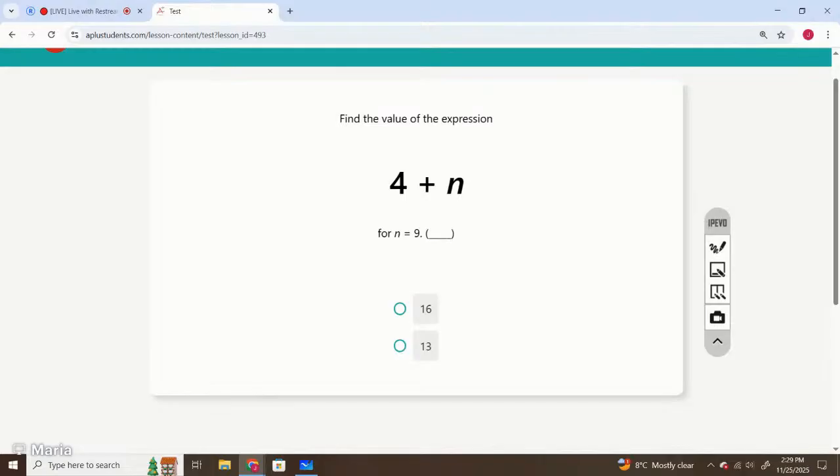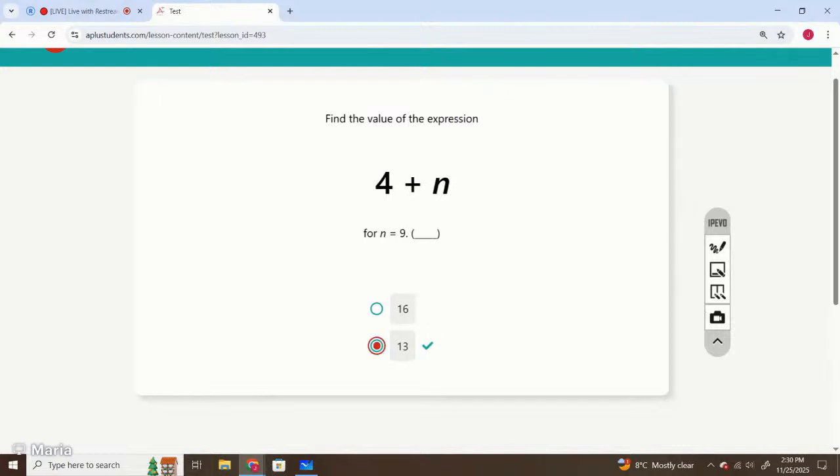4 plus n. Replace the variable n with the value. The value of the variable n is 9. So that is 4 plus 9, which makes 13. Option number 2 is the correct option.